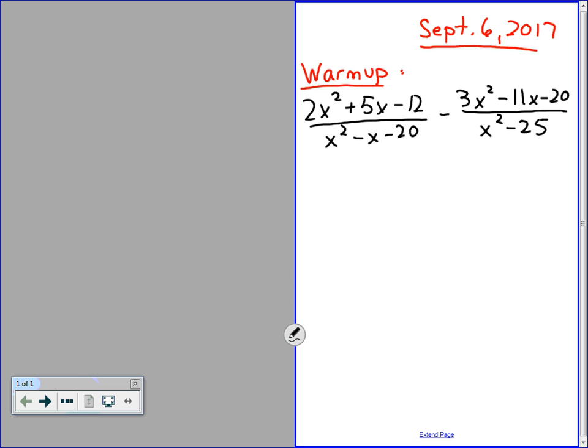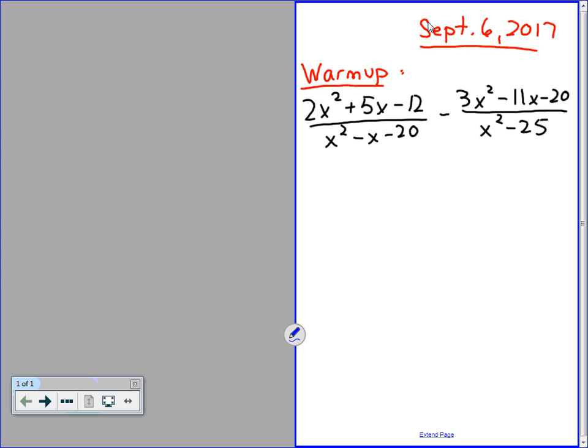Do you have any strategies I can do before I find common denominators on this question? Do you remember what to do first? Begins with an F. The factor. Good, okay? So we're going to factor everything here. Okay, so you're not off the hook yet. You're going to give me the left-hand part.